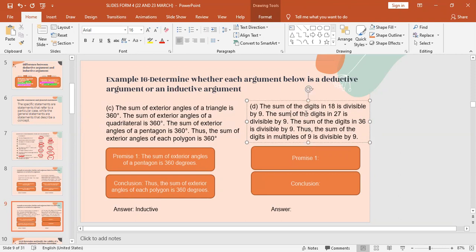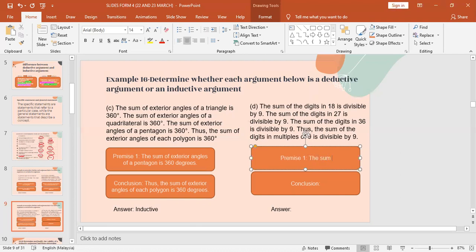The sum of the digits in 18 is divisible by 9. The sum of digits in 27 is divisible by 9. The sum of digits in 36 is divisible by 9. Thus, the sum of the digits in multiples of 9 is divisible by 9. Okay, anyone wants to try? What is the premise? The sum of the digit in 18 is divisible by 9. Yes, very good. That is the premise.